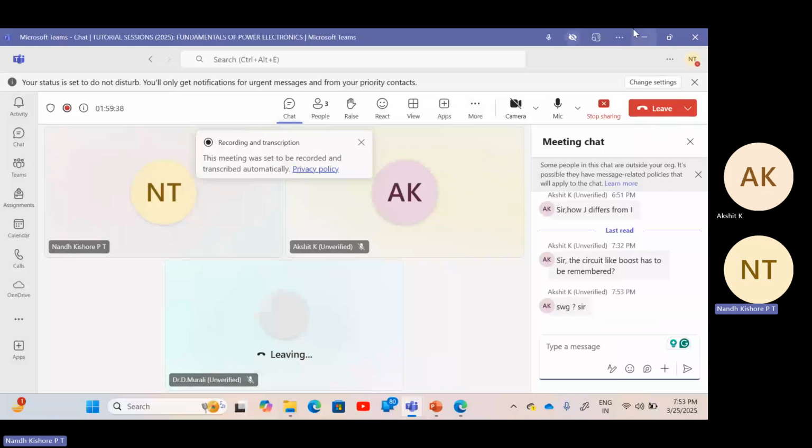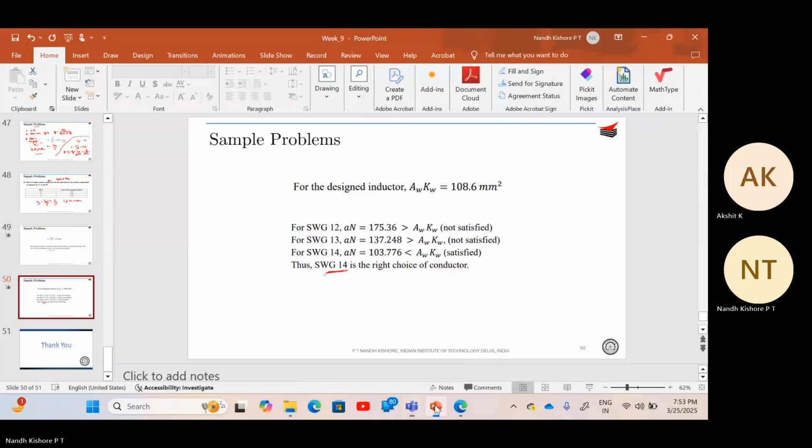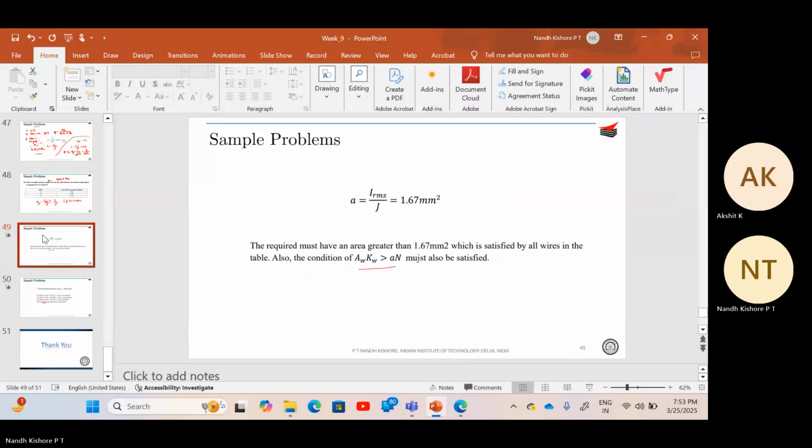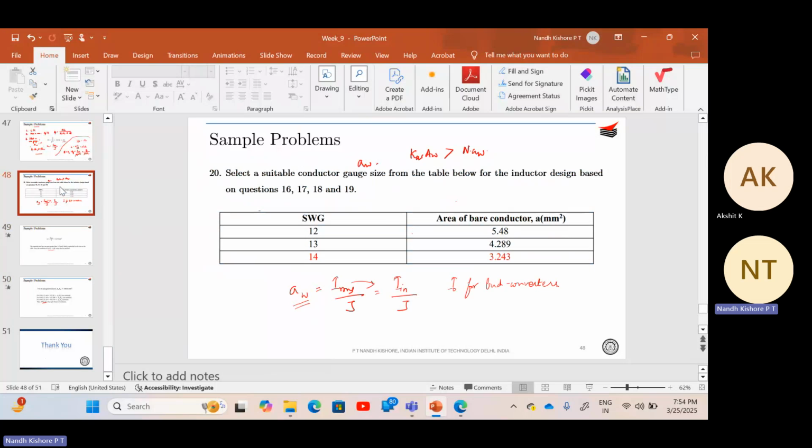Sorry, SWG, sir, means? Yeah, so there are two wire gauges, SWG and AWG. Based on the problem, each of these is a separate convention: SWG is standard wire gauge, and AWG is American wire gauge. Both of these are standard conventions. So AWG 14 may have a particular area for the wire conductor. It's just a convention. Based on the given data, you can choose what SWG or AWG is required.